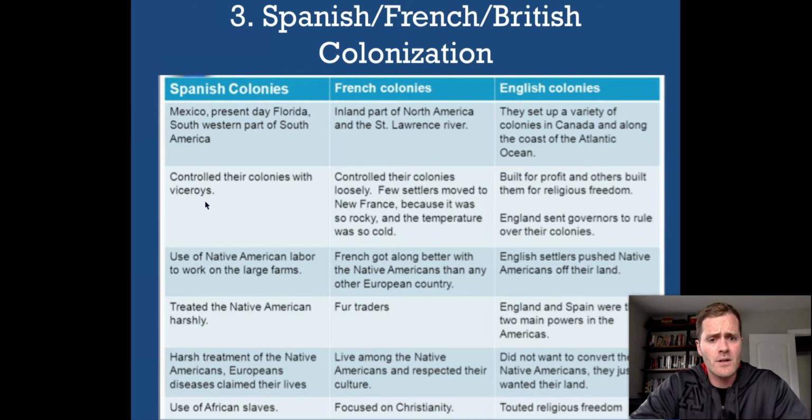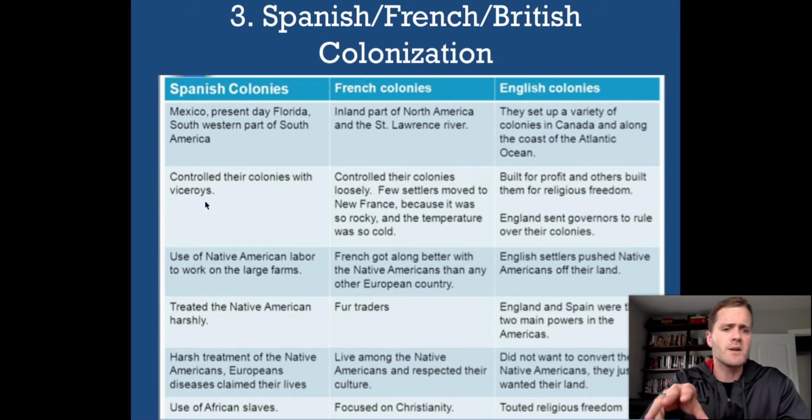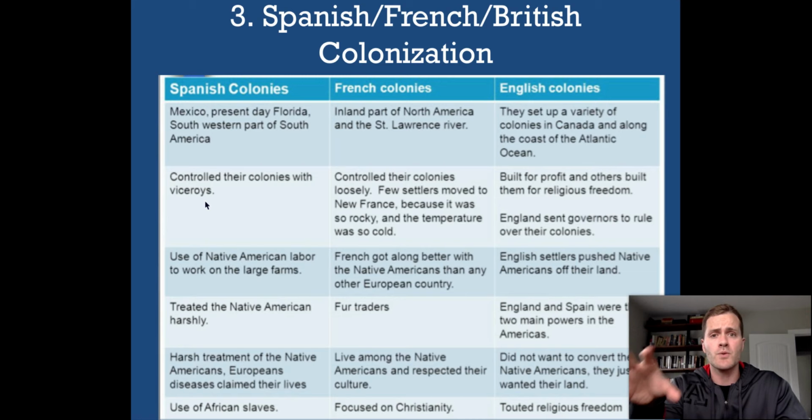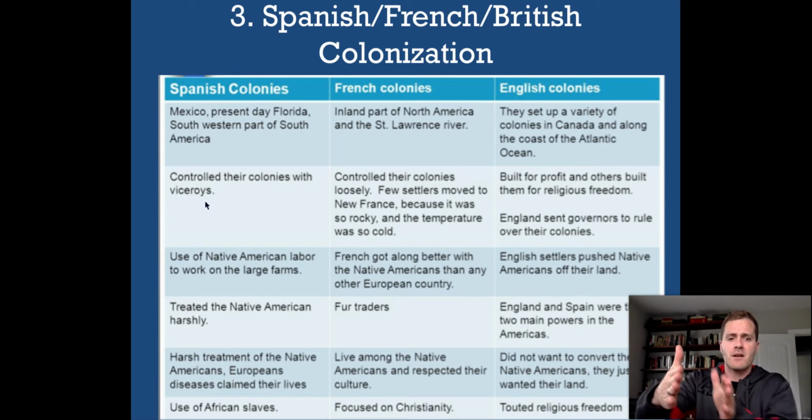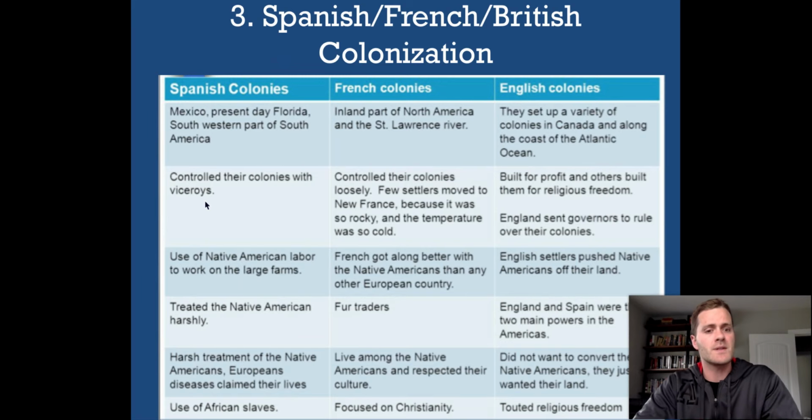Unlike the Spanish, the British are not going to try, on a very, very small scale in the short term, but in the long term are not going to try to use Native Americans for labor. And instead, their big emphasis is getting the Native Americans off the land so that the British settlers can create their own societies in the absence of Native Americans.